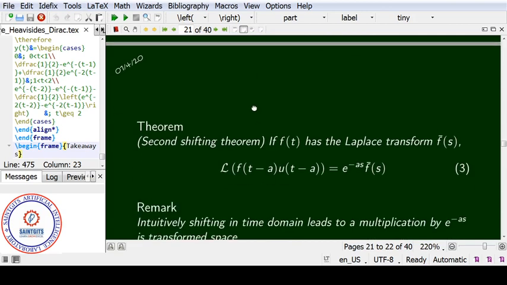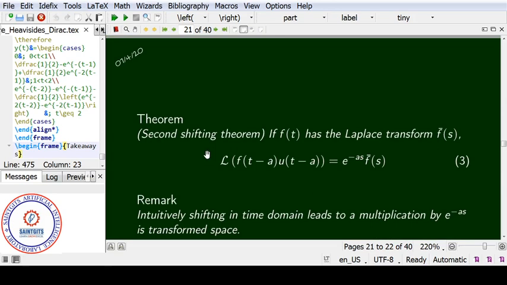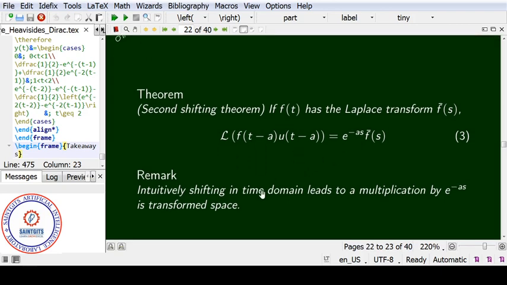Now we are going to discuss one of the most important theorems in this area, that is the second shifting theorem. The second shifting theorem says that if the function f of t is shifted by a units, then in its transform it is affected by multiplication by e raised to minus as to the Laplace transform of the original function f of t. Or if f of t has the Laplace transform f bar of s, then Laplace transform of f of t minus a into u of t minus a is equal to e raised to minus as into L of f of t, or f bar of s. Intuitively speaking, shifting in time domain leads to multiplication by e raised to minus as in the transform domain. That is the meaning of the shifting theorem.